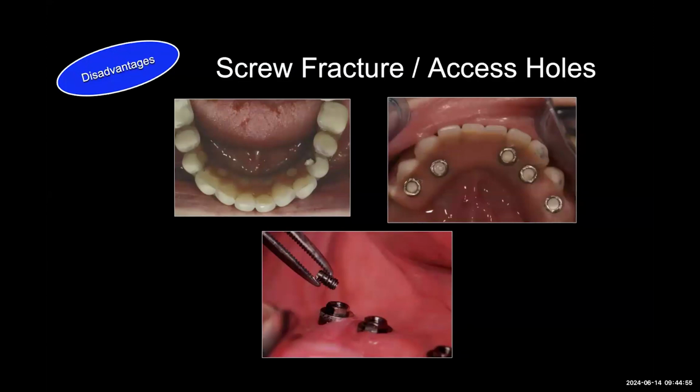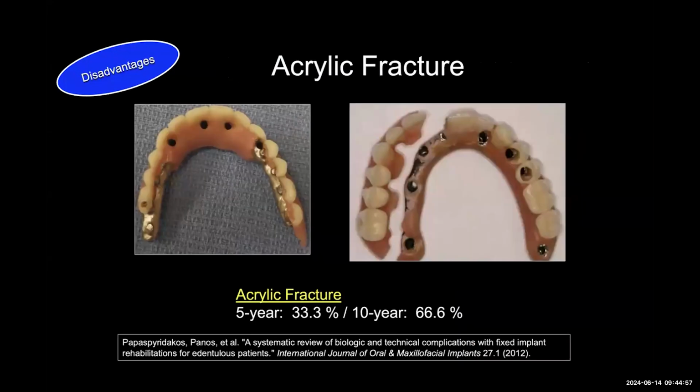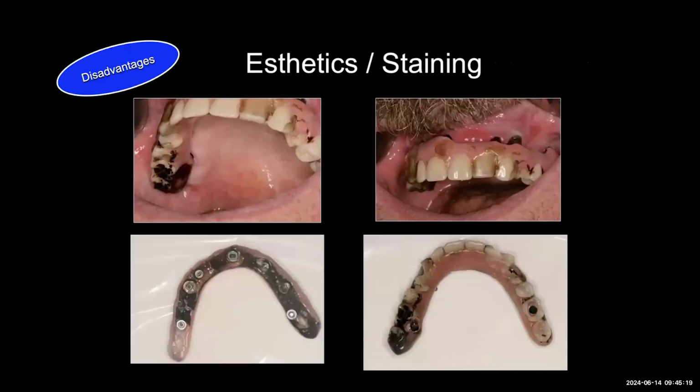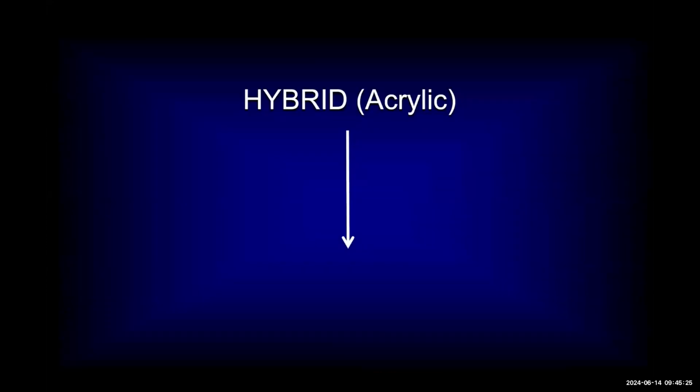We have access problems. We have acrylic fractures. So we can have a delamination of the acrylic, especially if we have inadequate thickness of acrylic. We can even have substructure fracture, where it goes through a fatigue fracture from just all the force on it, especially if it is gold. So hybrids are not the ideal, and you can see where they stain and you can lose denture teeth. So we needed something different.